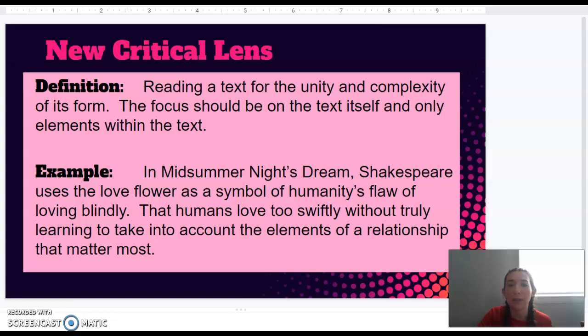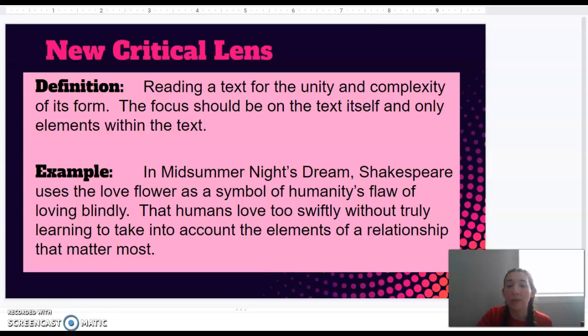We're going to be looking at the new critical lens. This is when you are reading a text for the unity and complexity of its form. The focus should be on the text itself and only elements within the text. So this is the most traditional out of all of the lenses. This is most likely what you have been practicing throughout your entire education as far as literature.